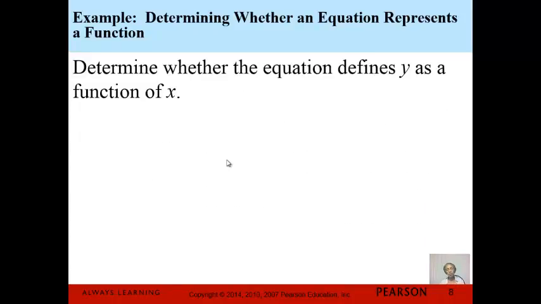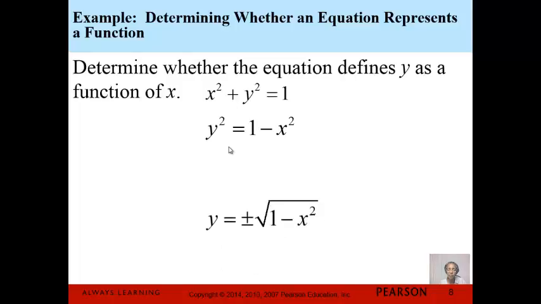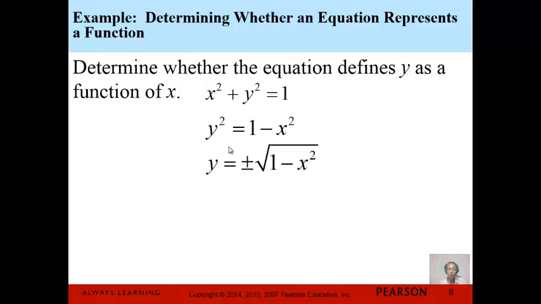So let's determine whether the equation defines y as a function of x. x squared plus y squared equals 1 is our equation. So let's solve that for y. Our first step would be to subtract x squared from both sides of the equation. That leaves us y squared on the left and 1 minus x squared on the right. Let's use the square root property to solve for y. So y equals plus or minus the square root of 1 minus x squared.